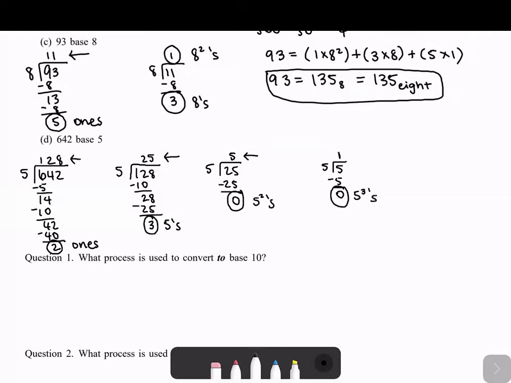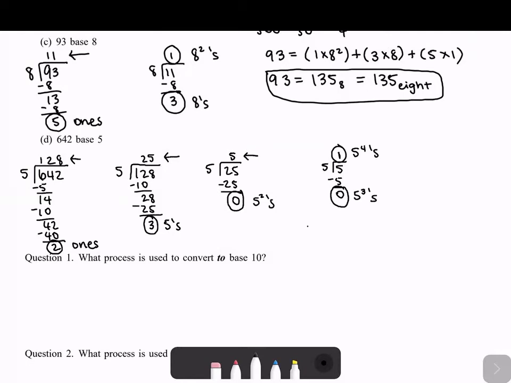And this final quotient, when we finally get a quotient that is strictly less than 5, this becomes our last place. So 5 to the 4th place. I don't have room to write it out here in expanded form, but again, I highly recommend writing this out in expanded form just to verify that you did all of your operations correctly and that this does in fact add up to 642.